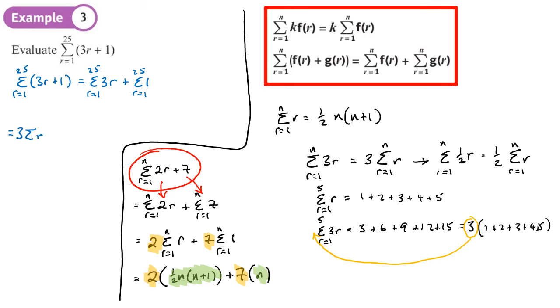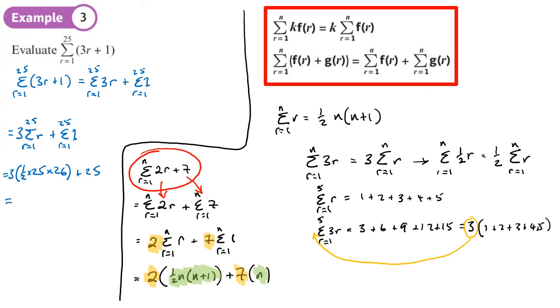So 3 times the sum of r from 1 to 25 plus, well, there's no multiple here, so we'll just leave that as 1. Just write a 1 like that, from r equals 1 to 25. Now we can use the formulae. So it's going to be 3 times half n times by n plus 1 plus, it's just n, isn't it, 25.